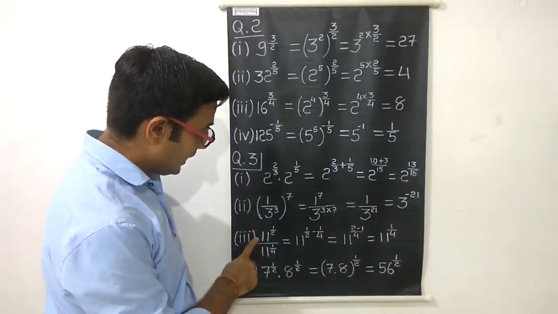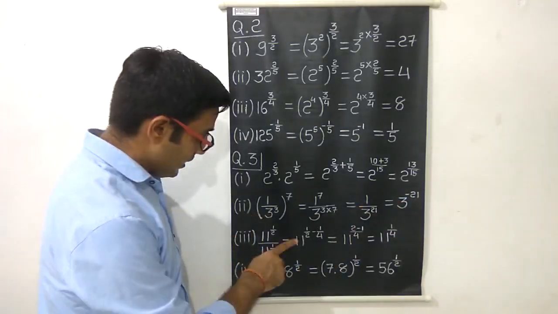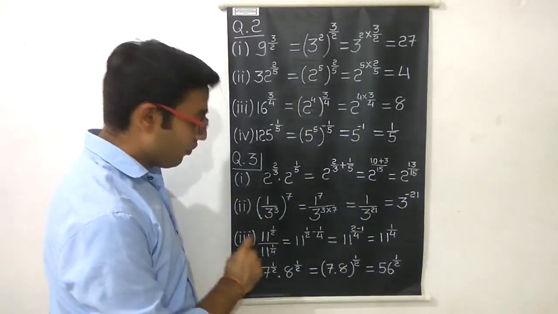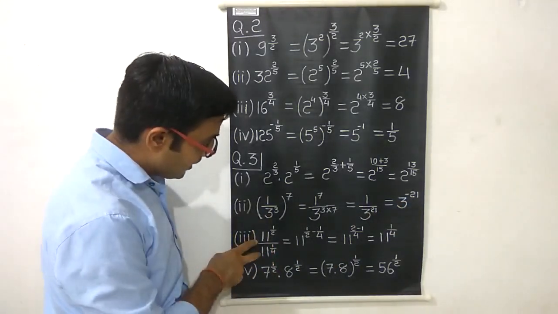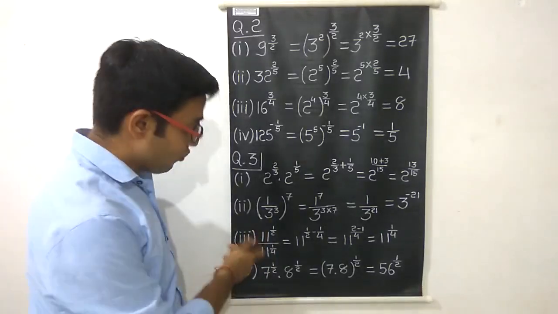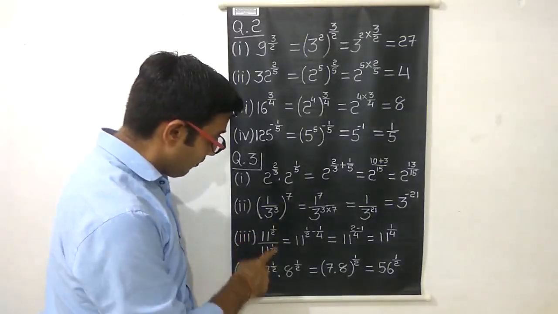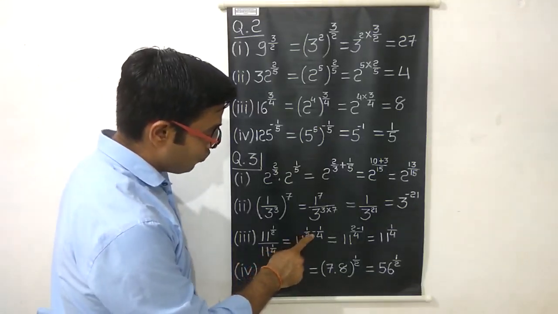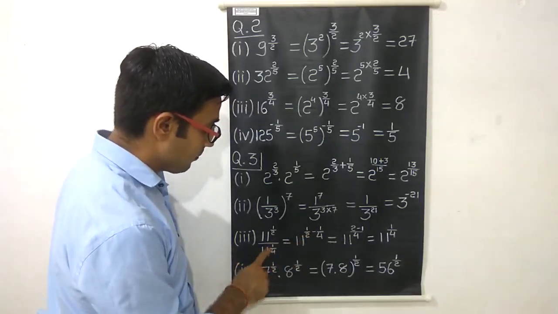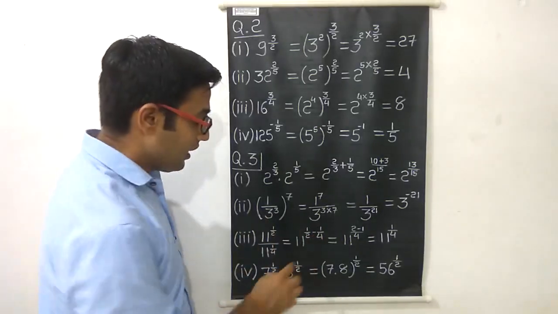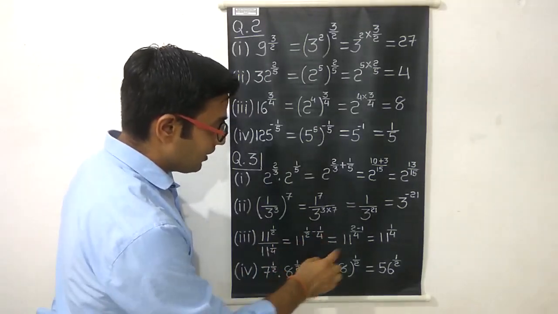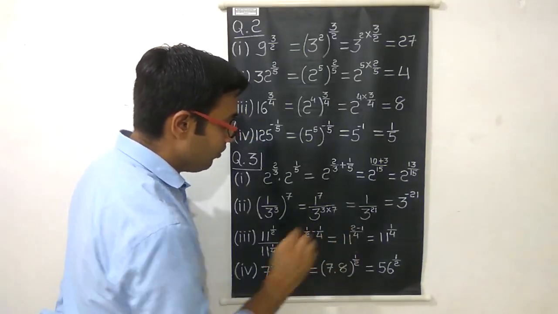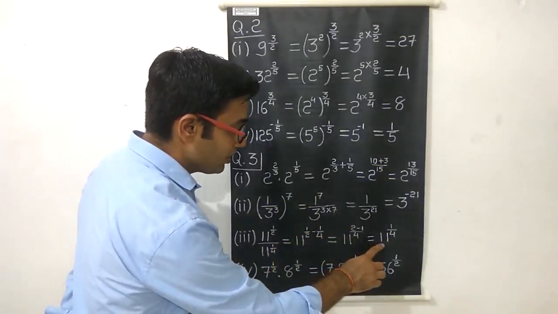Third one is 11 raised to power 1 upon 2 divided by 11 raised to power 1 upon 4. So which law will apply here? Base is the same, power is different, and both are in the division. So the powers will subtract. Right? So 11 raised to power 1 by 2 minus 1 upon 4. Now by subtracting this, we get the answer. 4 is the LCM. So 2 minus 1 upon 4 gives us 1 upon 4.